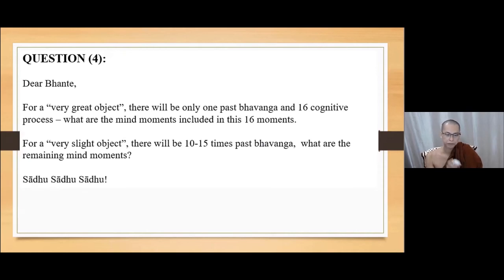Next question. Dear Bhante, for a very great object, there will be only one Pasbhavanga and 16 cognitive process moments. What are the mind moments included in these 16 moments? For very slight objects, there will be 10 to 15 times Pasbhavanga. What are the remaining mind moments? Sadhu, sadhu, sadhu. Okay, the answer to this question will be explained in the next lesson. In the next lesson, we will explain slide by slide. All information will be included to answer this question. Okay.